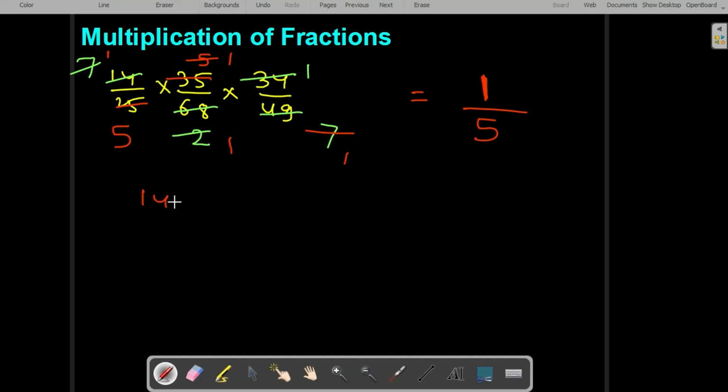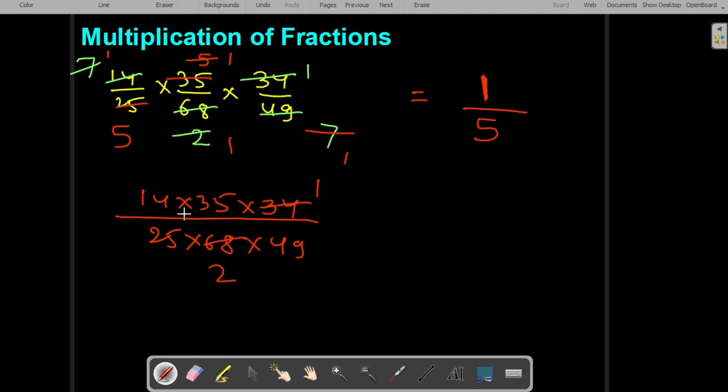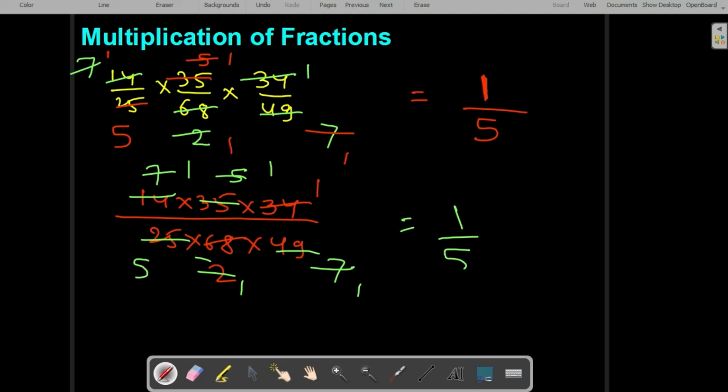So simple. Or if you want, you can write 14 into 35 into 34 this way, upon 25 into 68 into 49. And if you go for the division, divide by 2 this way, and then again follow the same process. 2 into 1, 2 into 7, 7 into 1, 7 into 7, 49, 7 into 1, 7 into 5 is 35, 5 into 5 is 25. So there is 1 upon 5. Either way it is correct.